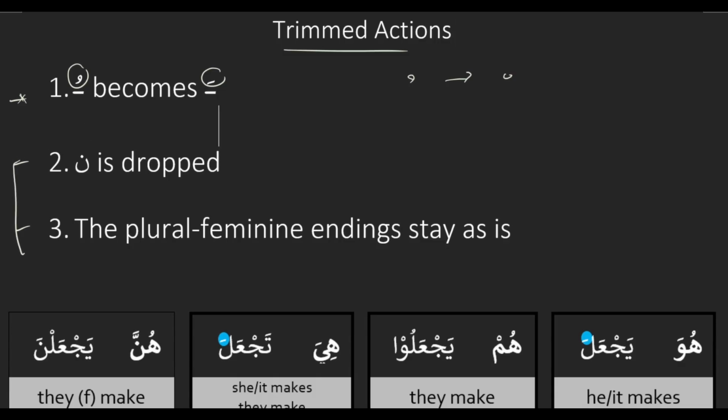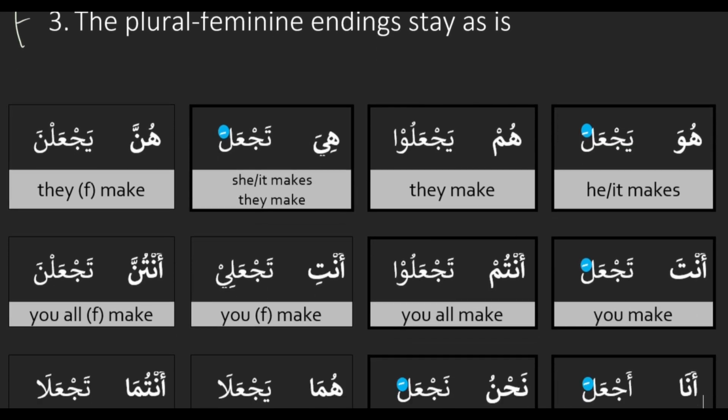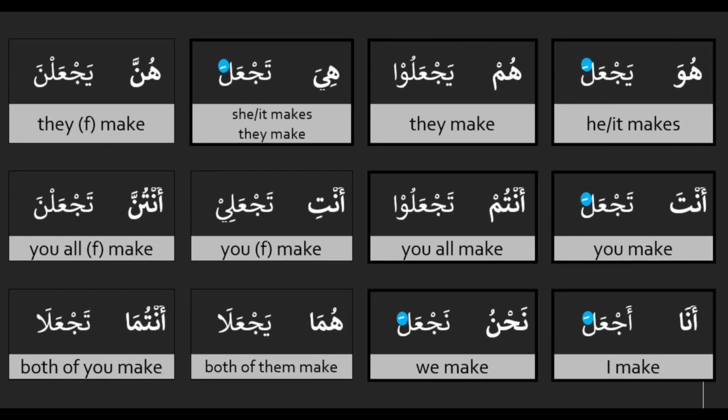And so if we look at our chart here, this is our trimmed action chart. We see everything that normally ends in a u, like huwa yaj'alu becomes yaj'ala. Anta taj'alu becomes anta taj'ala. Ana aj'alu becomes ana aj'ala. Nahnu, same thing. And hiya, same thing. And then the rest of them we've seen before. They look just like the bald.